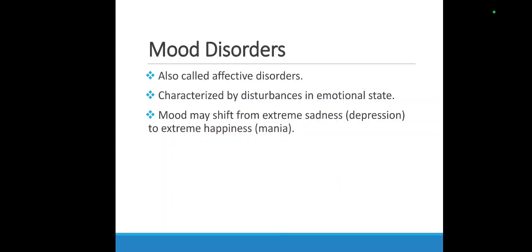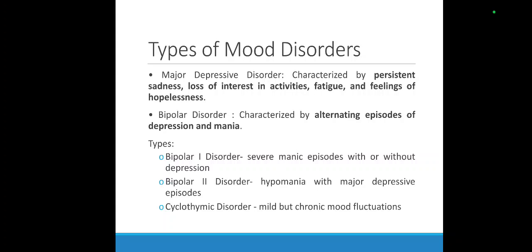So again, we have first your mood disorders, also known as your affective disorders. These are characterized by disturbances in a person's emotional state, where mood may shift from extreme sadness or depression to extreme happiness or elevated mood, what they call the manic phase or mania. Okay? So what are the different types of mood disorders? We have first the major depressive disorder. This is characterized by persistent sadness, loss of interest in activities, fatigue, and feelings of hopelessness.